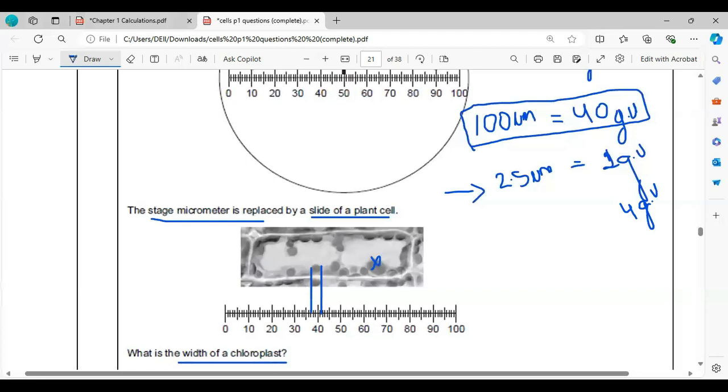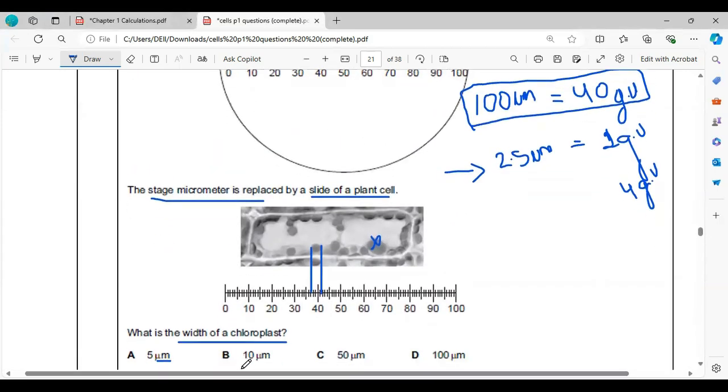So let's do it on the calculator. I am going to multiply 4 by 2.5. I get a value of 10, and then 10 divided by 1, which is going to be 10, obviously. So our answer is 10 micrometers. All right. So this is how we are going to solve the questions of eyepiece graticules and stage micrometers.